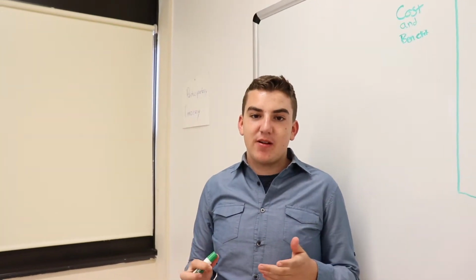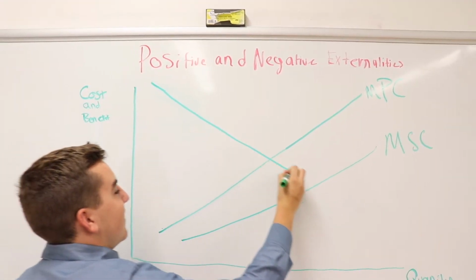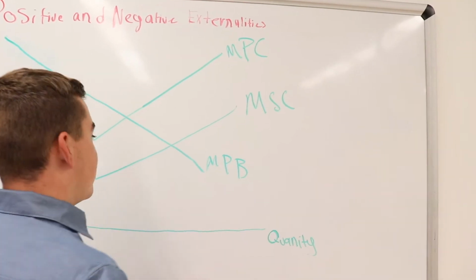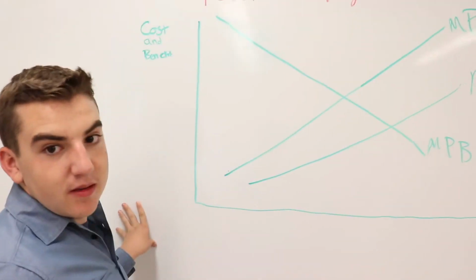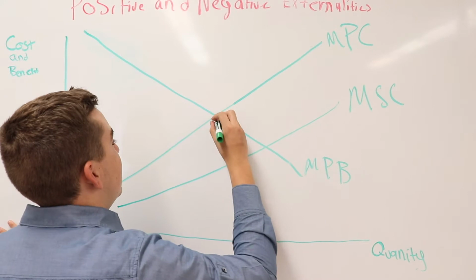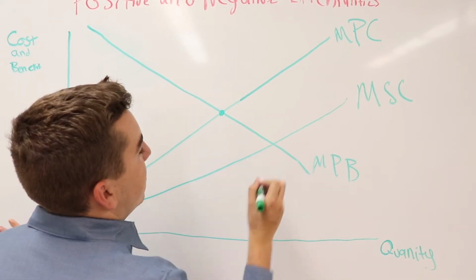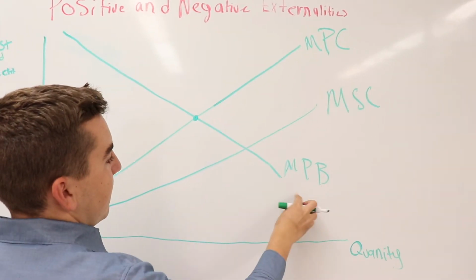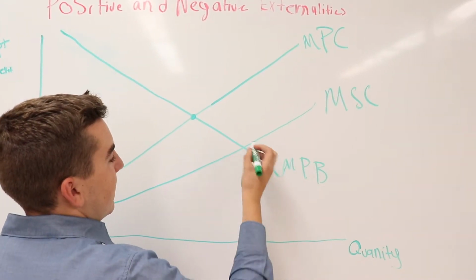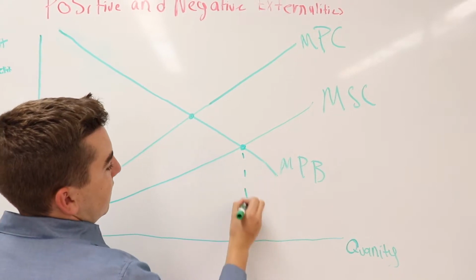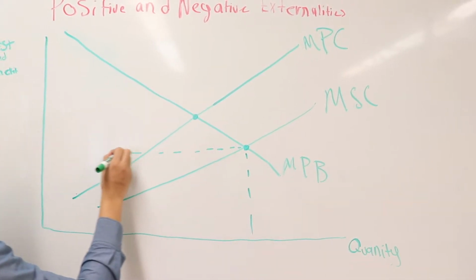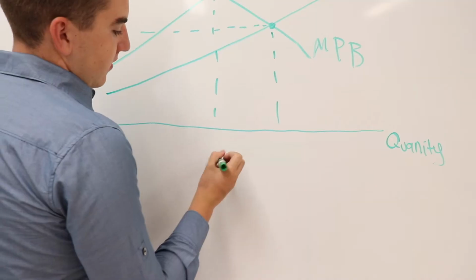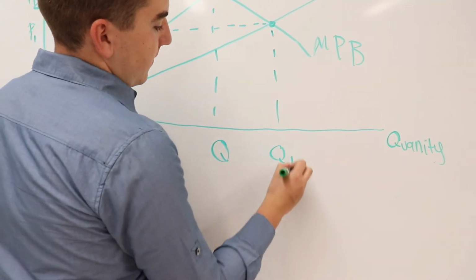Now let's manipulate our graph. We're going to label this line MPB, or marginal private benefit. Okay, so now we're going to put our points on here. We put one where the marginal private cost and the MPB intersect, and then one where the MSC and the MPB intersect. Connect that to the axes. So then we have Q and Q1.